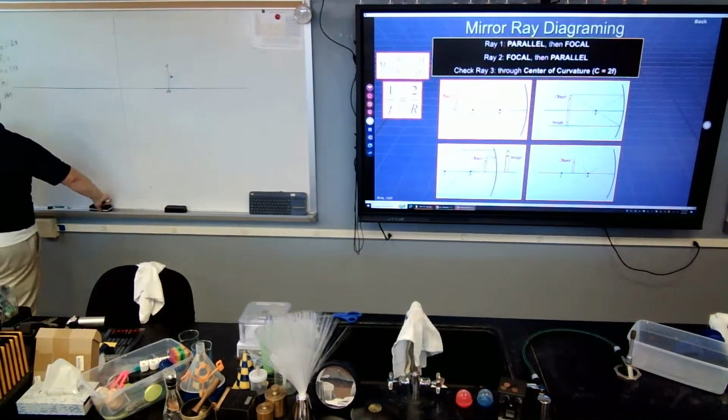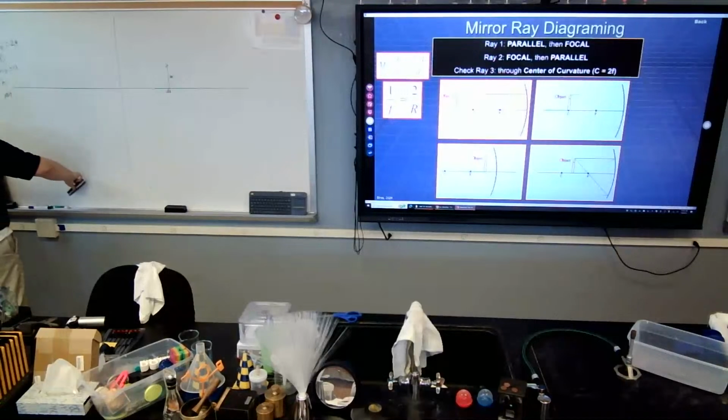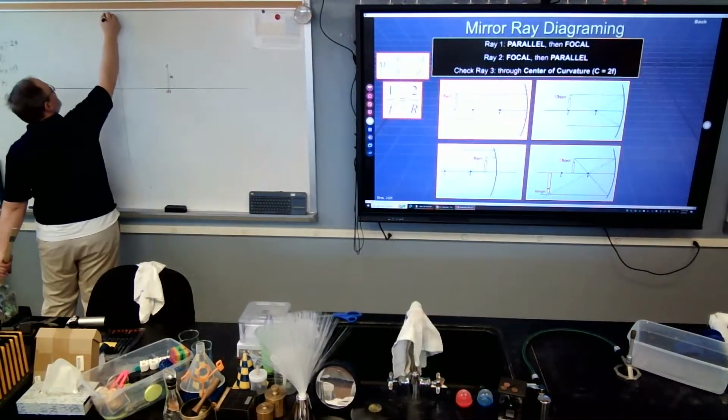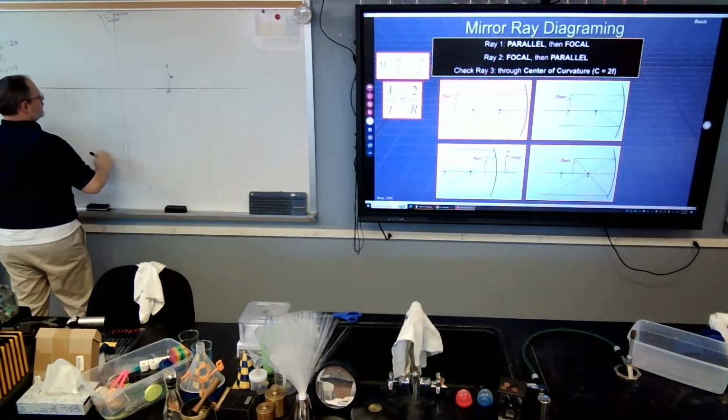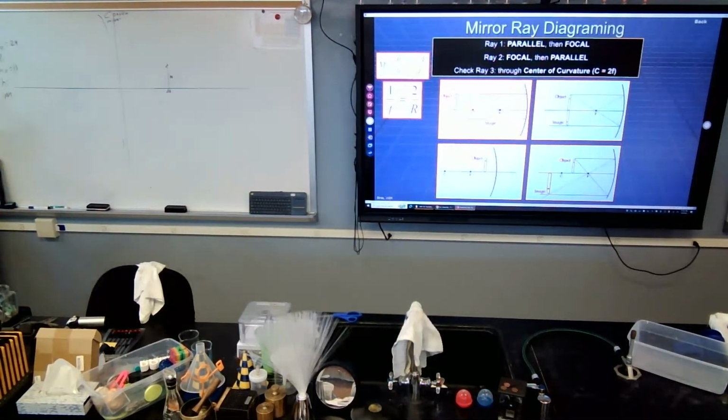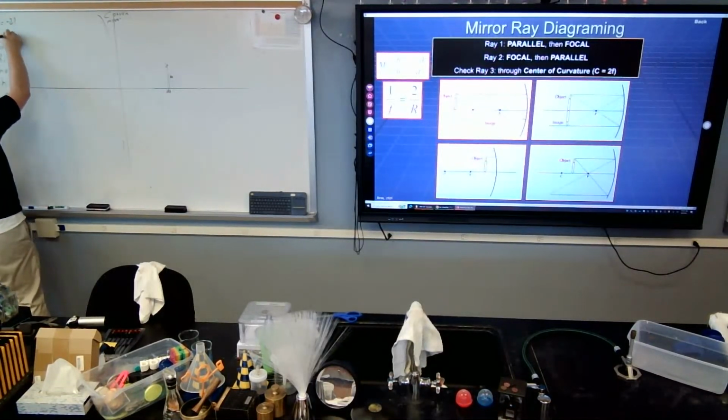Okay. And again, this is a convex mirror. In other words, it's curving this way. So our F is going to be negative and our C is going to be negative. So negative 21 is our F. That means our C is negative 22.